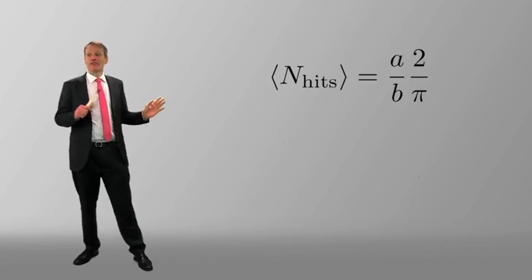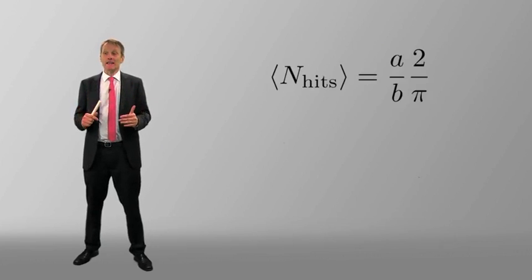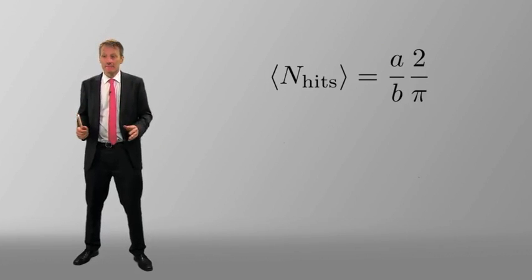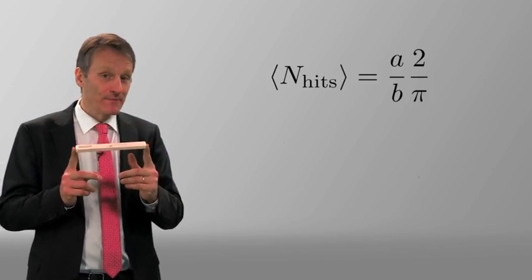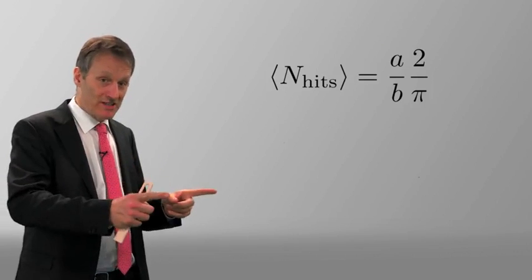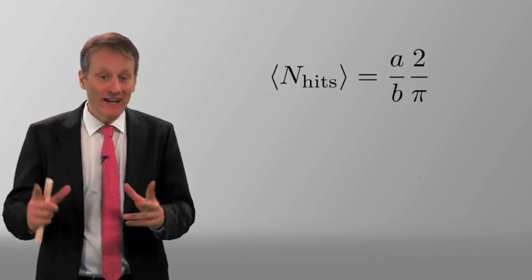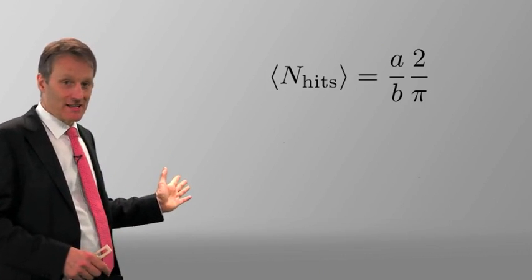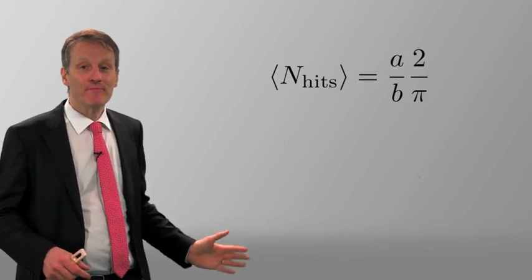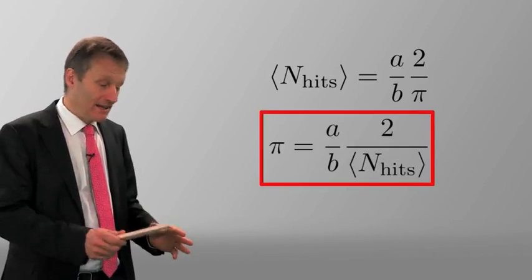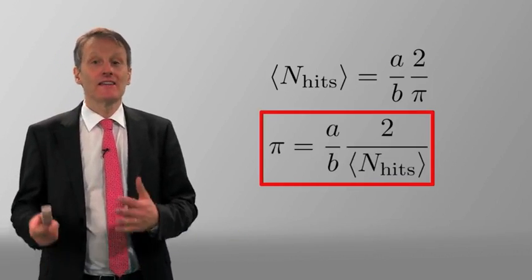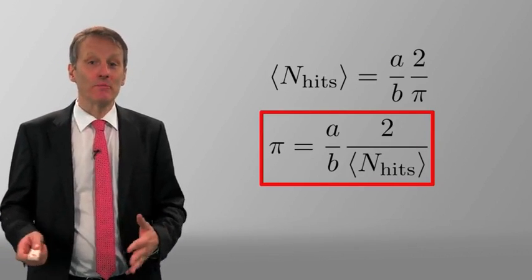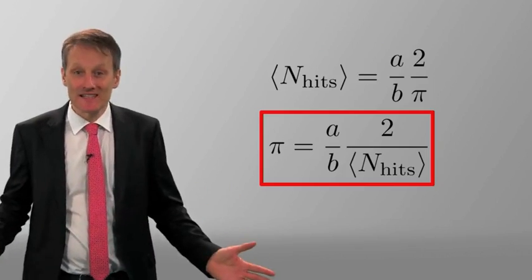So we end up with the result that the expected number of hits is a over b times 2 over pi. So in the special case when the length of the needle a is equal to the distance between the floorboards, we find that the number of hits is equal to 2 over pi. So by throwing needles onto a parquet, we can compute the number pi. This is what has fascinated many people since 1777.